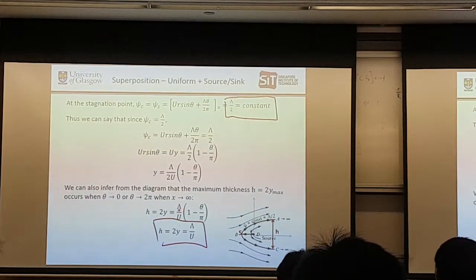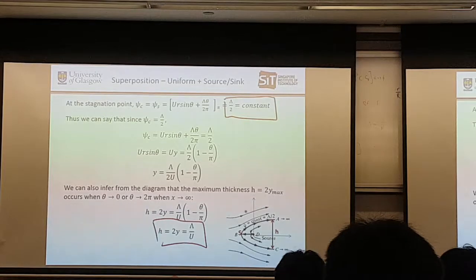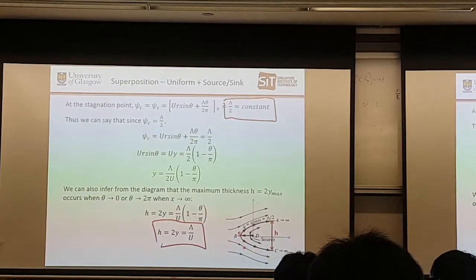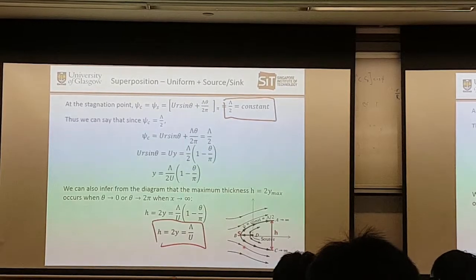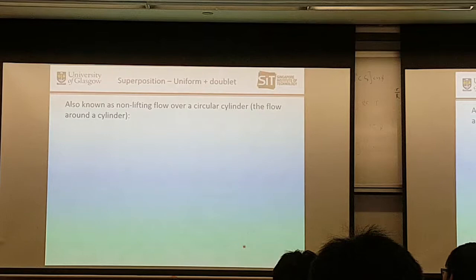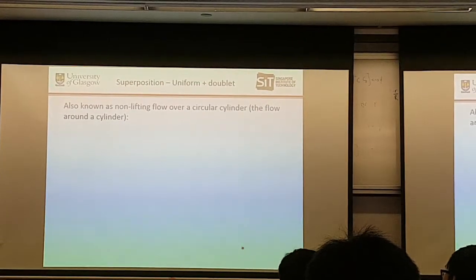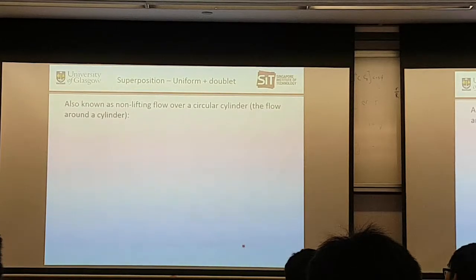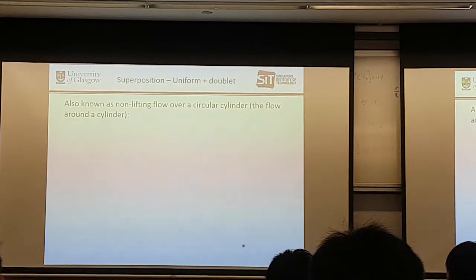For this case, it's quite simple because it's just for a source flow. But instead of uniform flow plus a source flow, I can do uniform plus a doublet. Eventually we can add this up more and more, until a point where it becomes a lifting flow. But I think for today I will stop here. I think it's more than enough for you guys already.